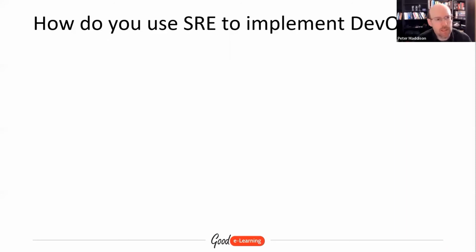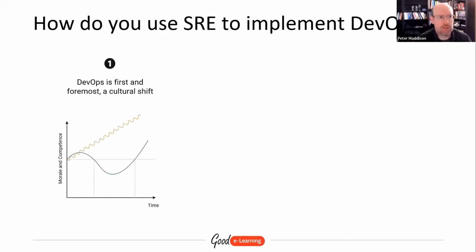Okay, so how does this tie into the implementation of DevOps? So first up, DevOps is first and foremost a cultural shift.